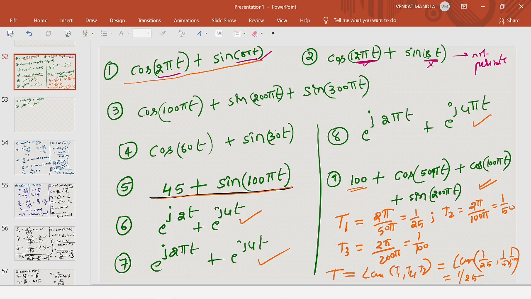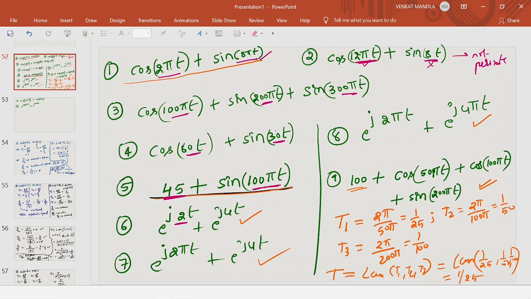In the third case, π is there, π is there, π is there, so it is a periodic signal. In the fourth one, π is not there in both cases, so it is periodic. The fifth one has a DC value, and addition of DC does not change periodicity. Anyway, this one is a single signal, sin 100πt, so it is periodic.